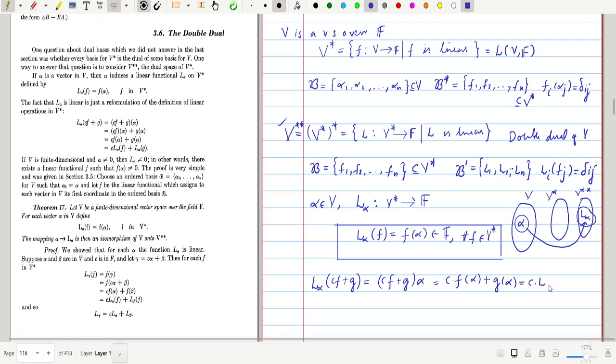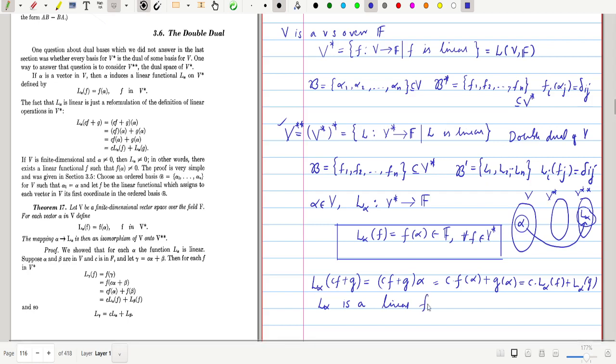So this can be written as L alpha of F plus L alpha of G. Okay, this shows that this L alpha is a linear functional from the domain, the vector space which contains this CF plus D, that is nothing but V star. So this is a linear function from V star to F. Okay, so this defines a linear functional from V star to F. That means each alpha induces an element in V double star.